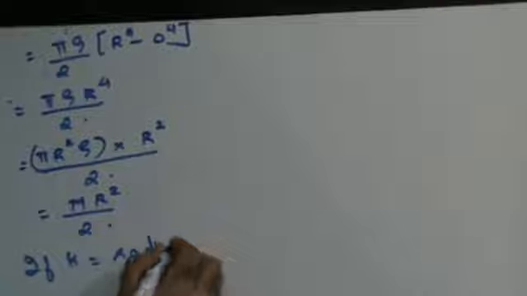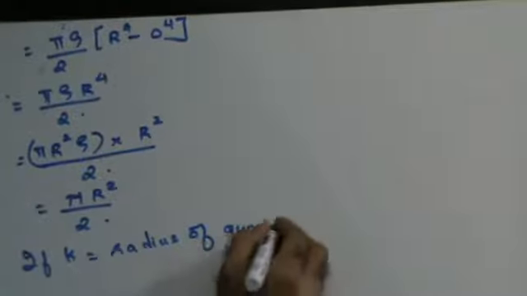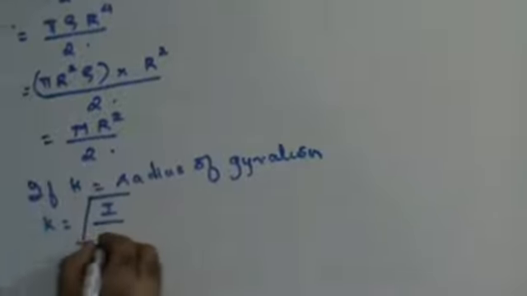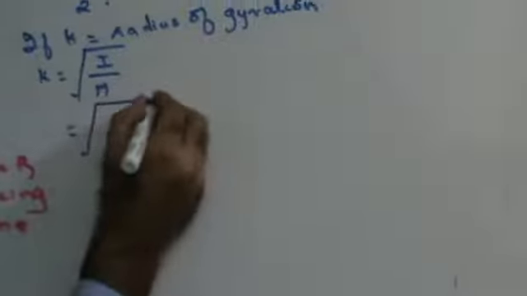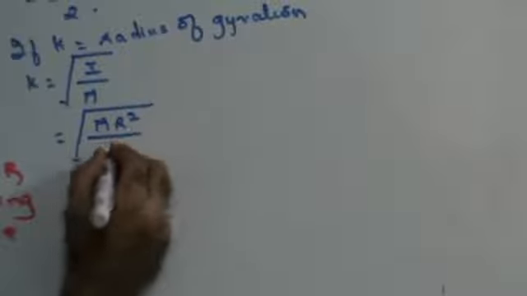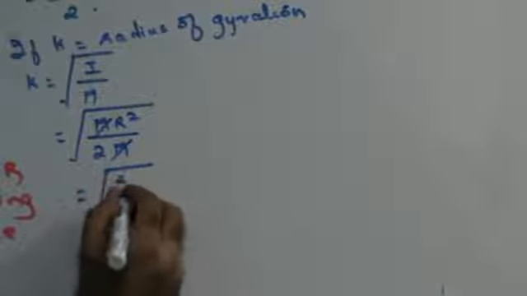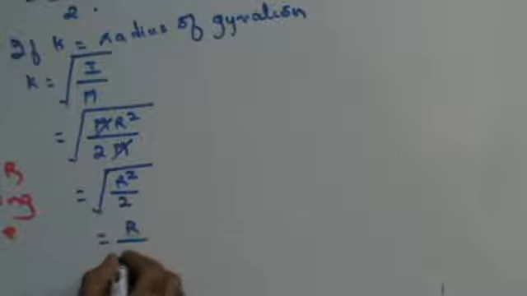Now, how do I find out the radius of gyration for this? If k is equal to the radius of gyration, then k is the square root of I upon m. So k is the square root of mr square by 2 upon m. That is the square root of r square upon 2, which is nothing but r upon root 2. Fine, do we get this?